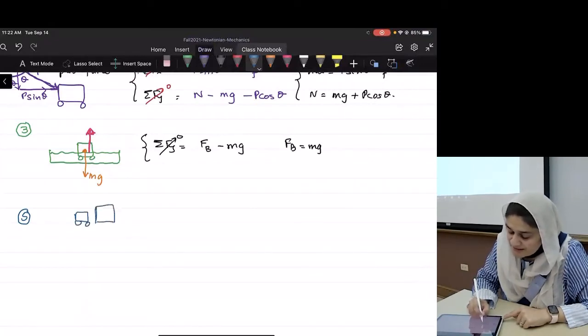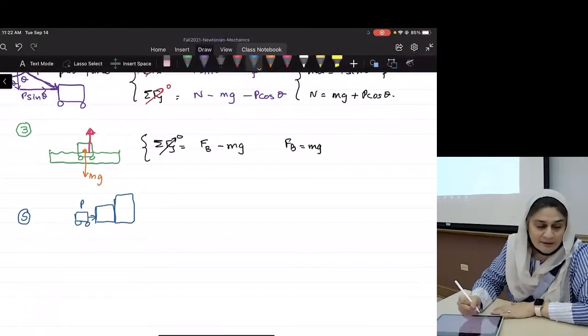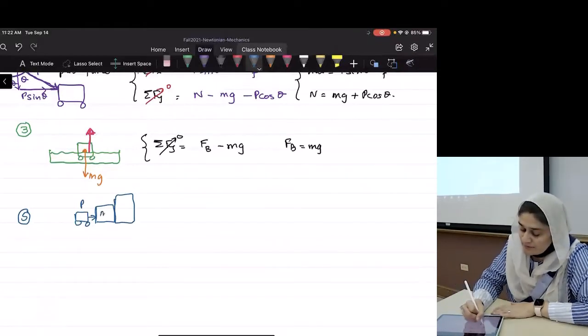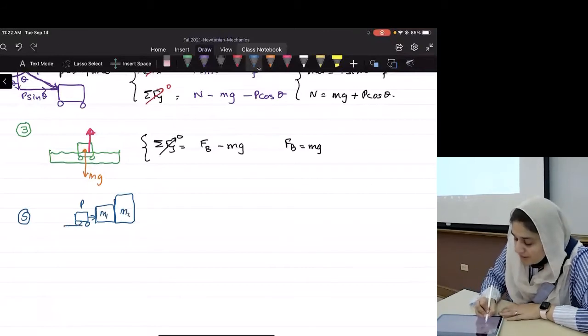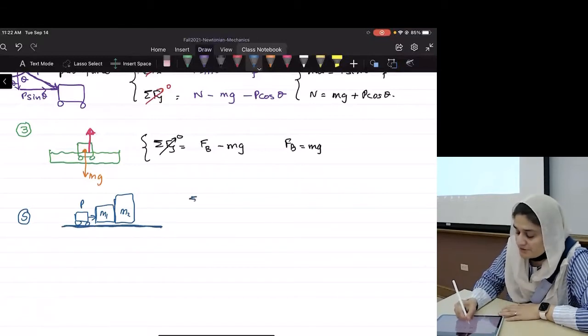So there's a box, and then there's another box. And the push force is what the car is applying. So let's call it P. Then let's call this one M1, and let's call this one M2. And the car is just providing the push force. Right? Equations of motion.